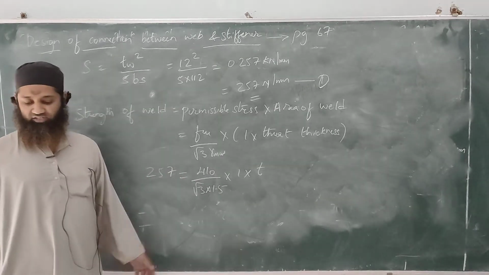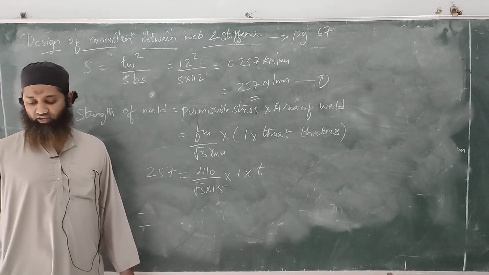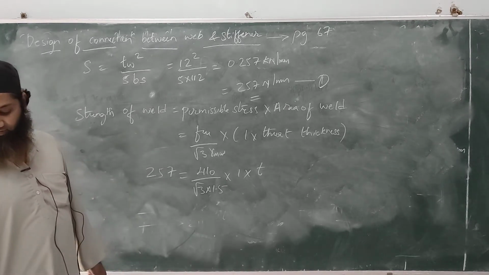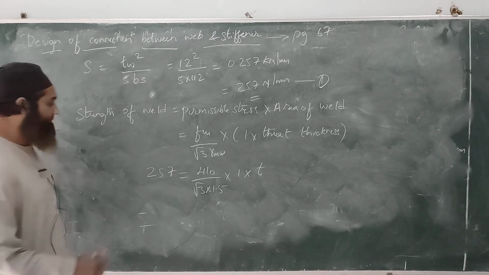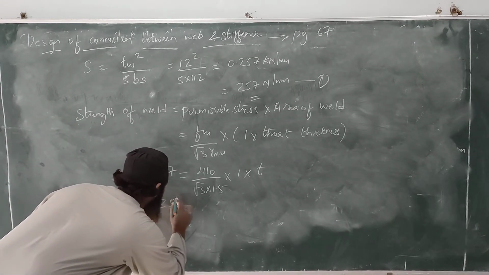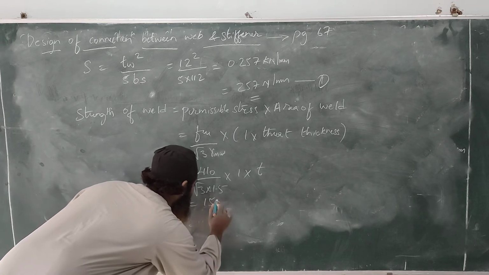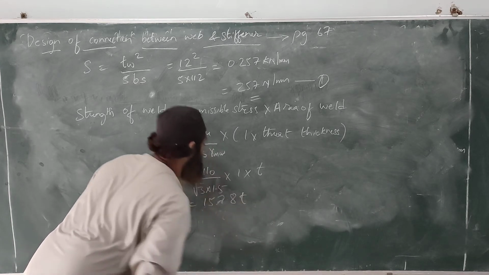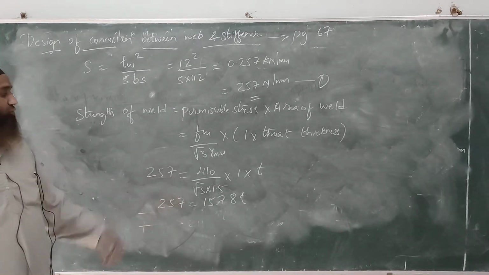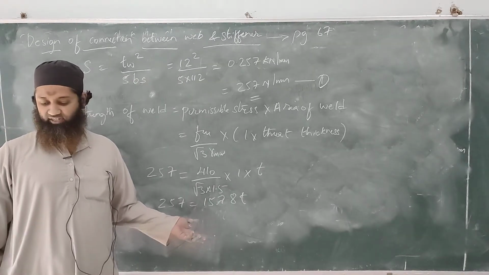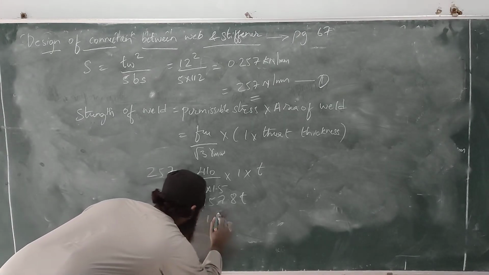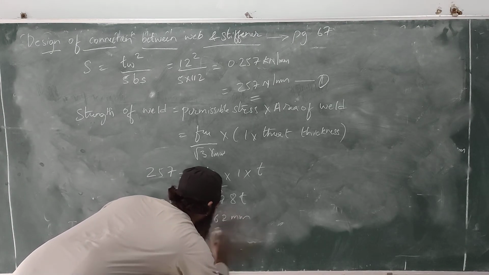So after calculations you will get this value as 157.8 T. 257 is equal to 157.8 T. Just T, the throat thickness, now you can get it. The throat thickness value I am getting is 1.62. T is equal to 1.62 mm.